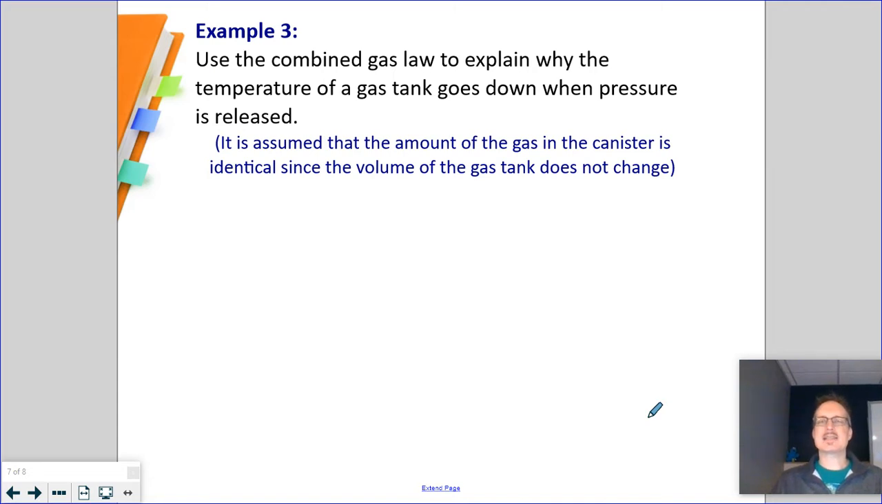Use the combined gas law to explain why the temperature of a gas tank goes down when pressure is released. It is assumed that the amount of gas in the canister is identical since the volume of the gas tank does not change. So this is going to be key.